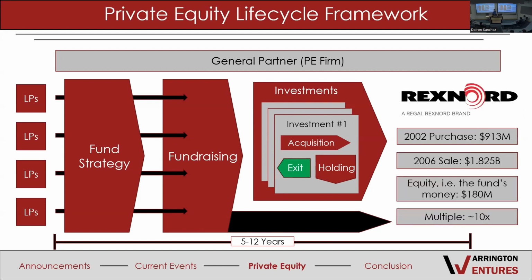So this is Rexnord. This is the company that I mentioned earlier. In 2002, Carlyle, which is a traditional buyout private equity fund, purchased Rexnord for $913 million. In 2006, they sold it for $1.825 billion. The equity that the fund had in the deal was $180 million originally. That's about 20%, a little less than 20%. This is 80% LTV. They're taking out a ton of debt to make this purchase, and then they're selling it for a 10x multiple. Does anyone know who Jerome Powell is?